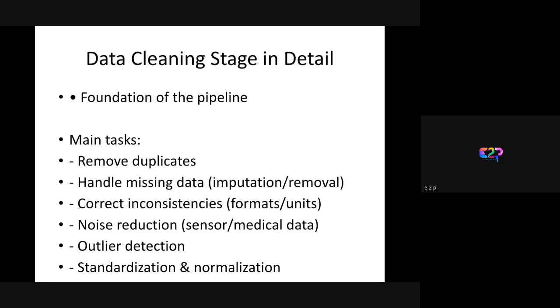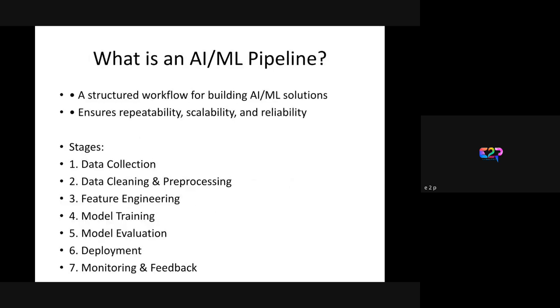Noise reduction, outlier detection, and standardization and normalization. These are the steps which we are going to discuss further. So these are the main stages. First is data collection, then data cleaning and pre-processing. That means making the data ready so that we can directly give it to a model, an AI model or an ML model for which we are applying.